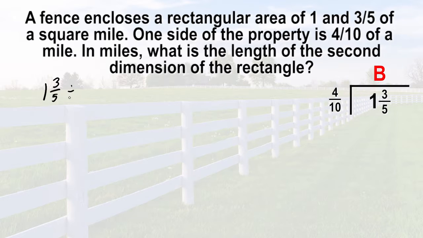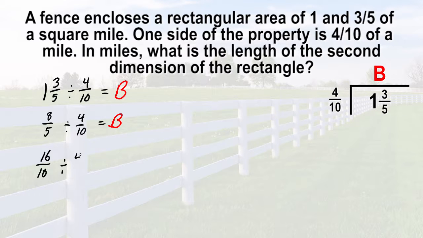1 3/5 divided by 4/10 equals B. 8/5 divided by 4/10. At this point, you would use the common denominator approach and change 8/5 to 16/10. So 16/10 divided by 4/10. Remember, when the denominators are the same, you only need to divide the numerators because the denominator divided by itself would just equal 1. So 16 divided by 4 equals B, and 4 equals B. The second dimension of the rectangle is 4.